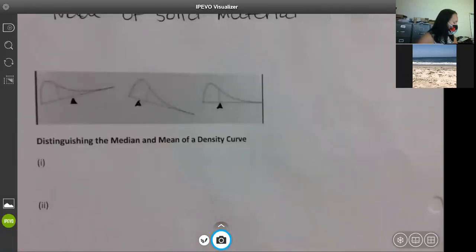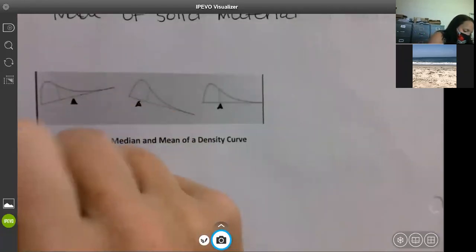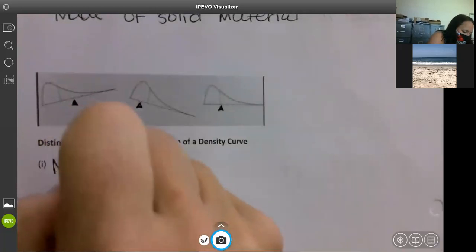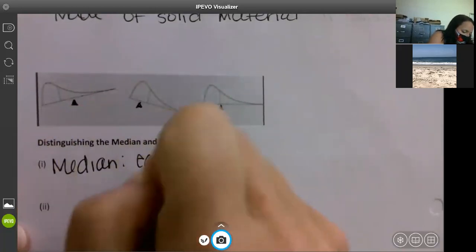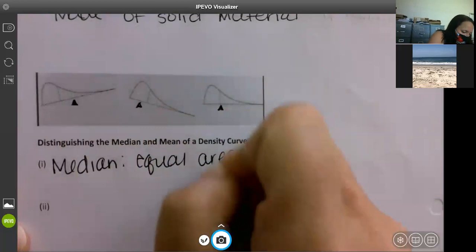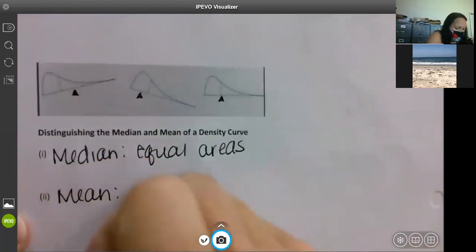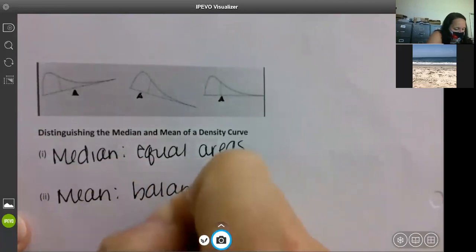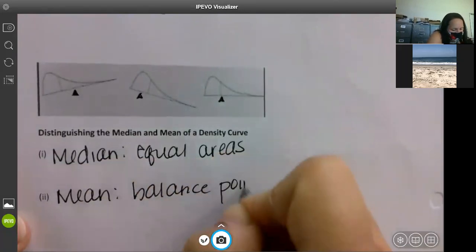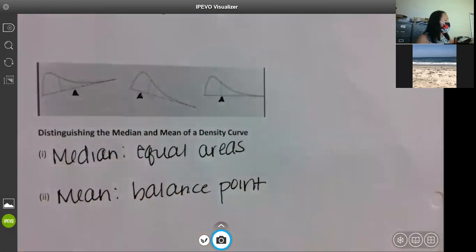Distinguishing the median and the mean of a density curve. The median, again, just to remind you, has equal areas. The mean is the balance point. Okay.